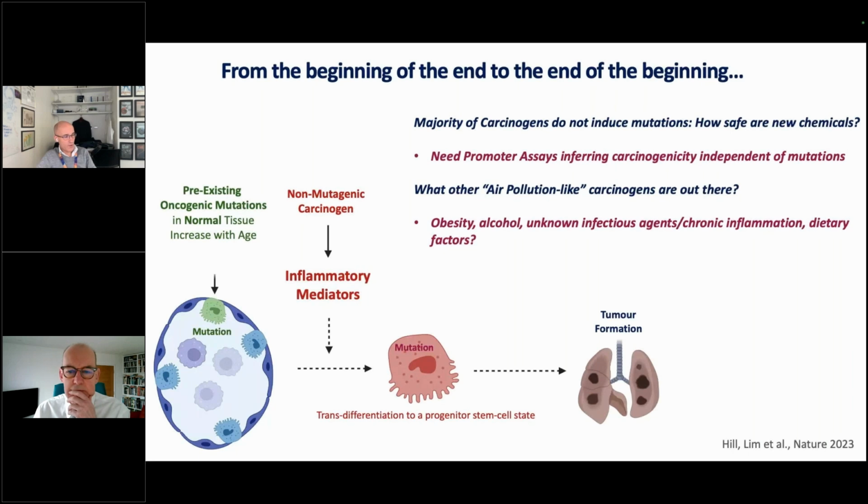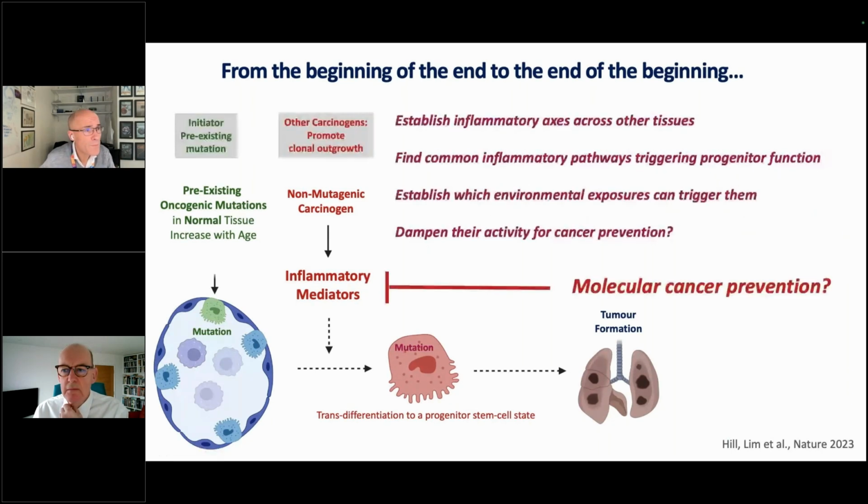Take microplastics, for example. I read an article this morning on Apple News. There are 200,000 microplastic particles in a 330 ml plastic bottle of mineral water. We've got emerging evidence these microplastics, which we inhale and ingest about 5 grams a week, can do a very similar thing to air pollution in our mouse models. So what other air pollution-like carcinogens are out there? Let's think about obesity, alcohol, unknown infectious agents, chronic inflammation, and dietary factors.